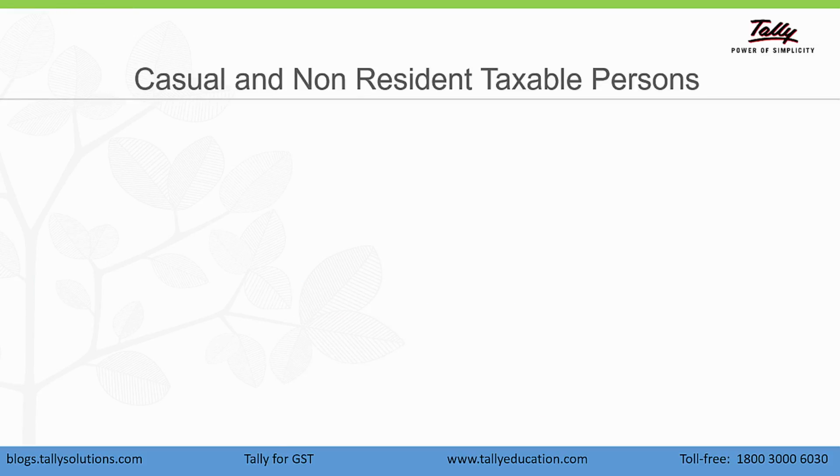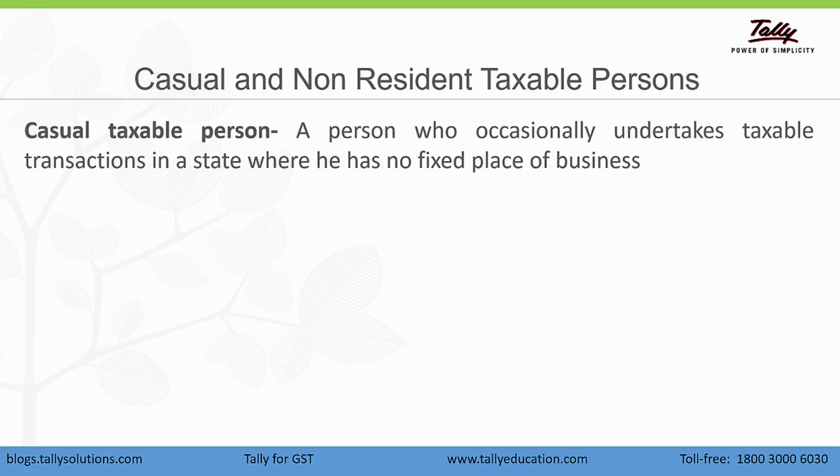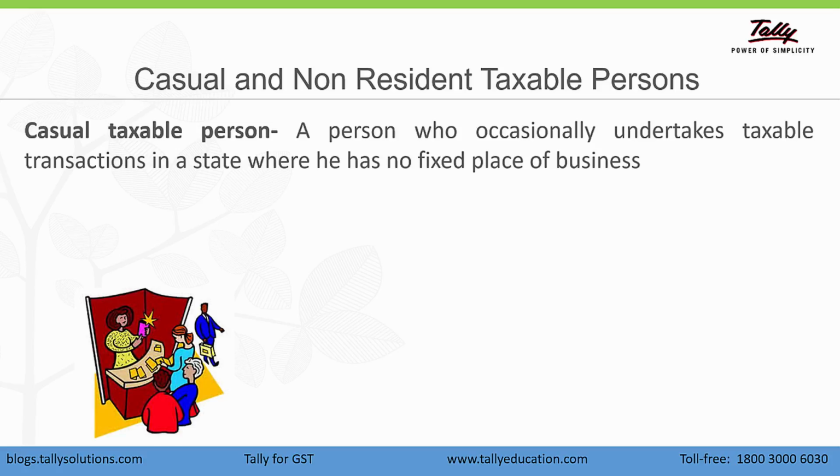Today we will be discussing in detail about casual and non-resident taxable persons under GST. A casual taxable person is a person who occasionally undertakes taxable transactions in a state where he has no fixed place of business. Examples are sellers in exhibitions, trade fairs, circus business, etc.